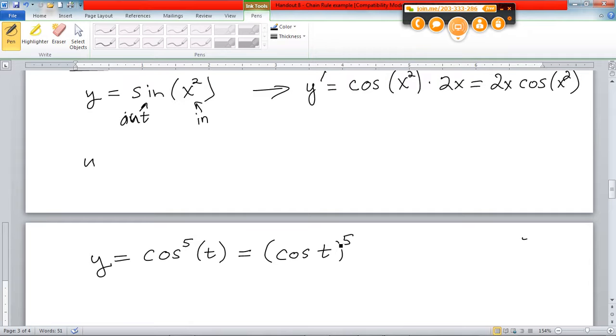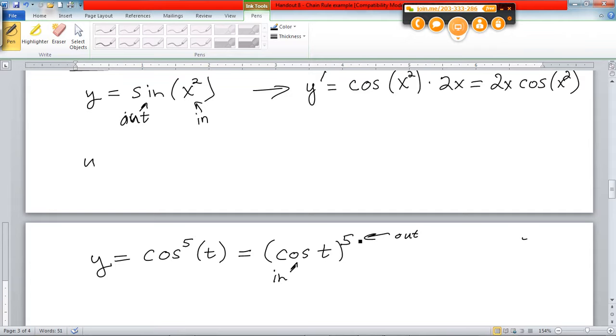What's the inside and what's the outside here? Actually, on this one, which one's the inside? The cosine. You see here? The outside is the fifth power. Whereas up here, on the previous two, it was sine of x squared. The trig function was on the outside, and the x squared was on the inside. Here it's flip-flopped, isn't it? The cosine's the inside, the fifth power is the outside.